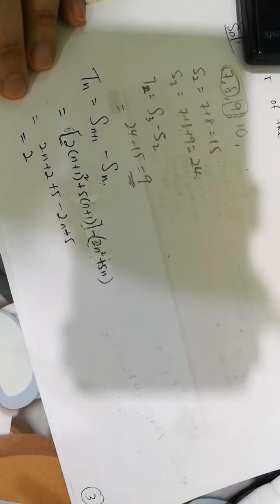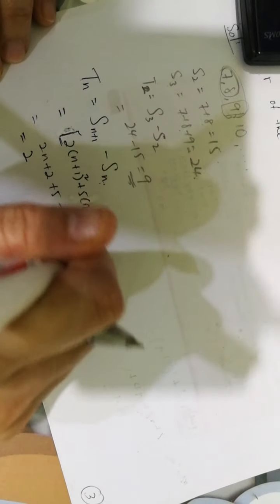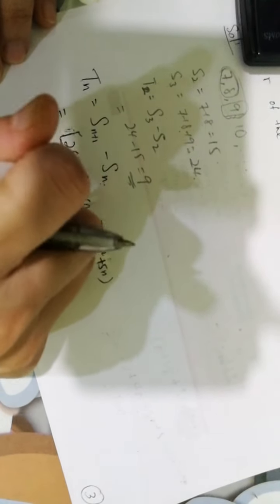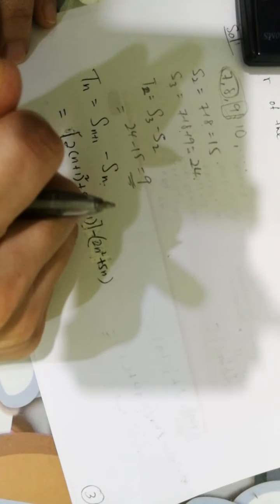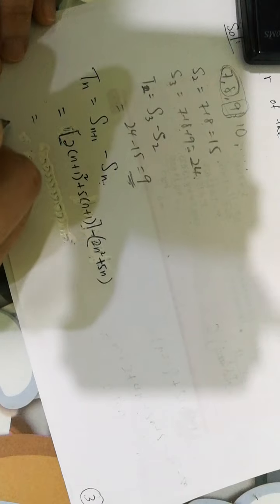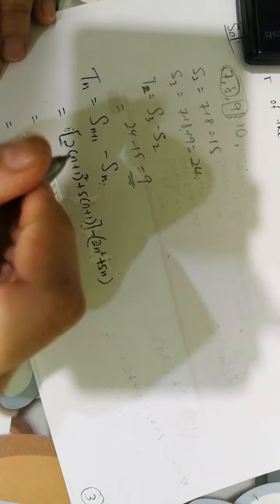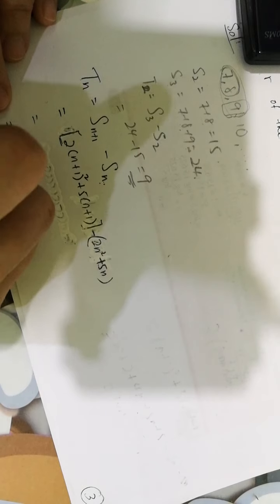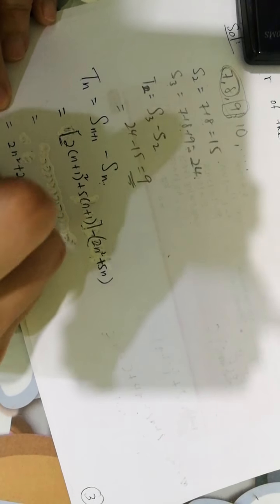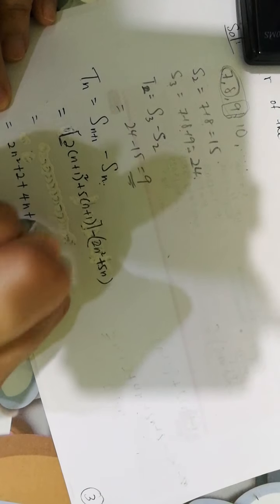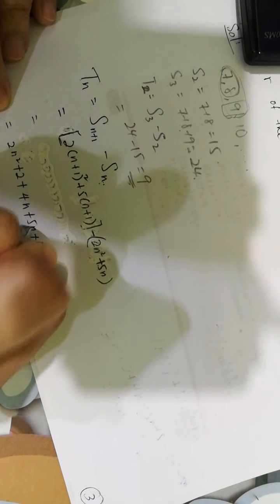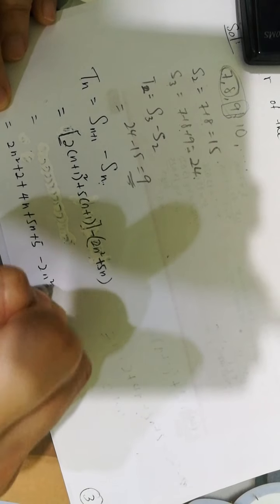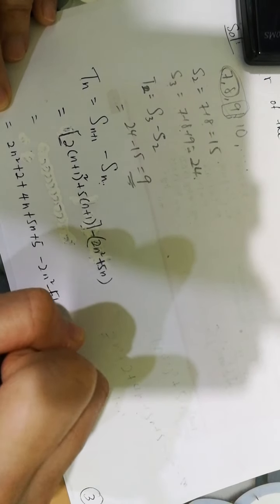So 2n squared means we have to expand first. Okay, expand first, then only simplify. So after you expand, you will get 2n squared plus 2 plus 4n plus 5n plus 5. Okay, then minus 2n squared minus 5n.